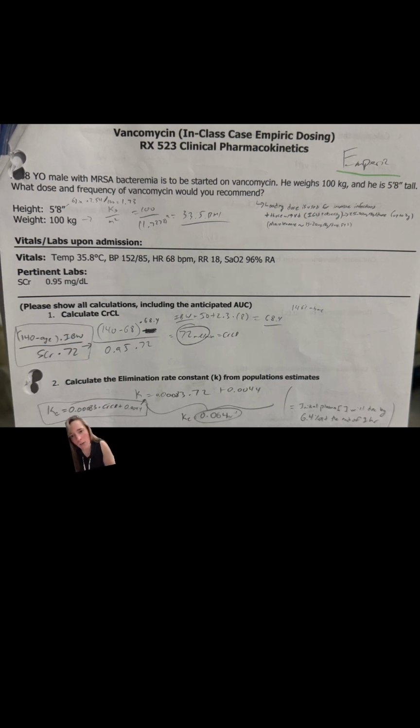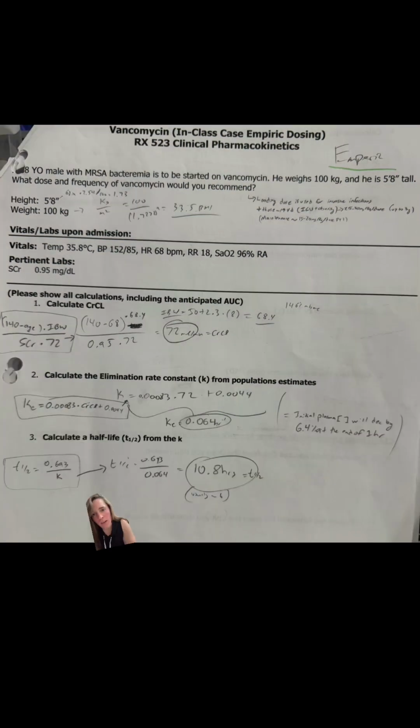So KE equals 0.00083 times creatinine clearance plus 0.0044. We plug in our creatinine clearance and we get a KE of 0.064 hours to the negative first. Next, we calculate half-life from K. The half-life equation, again, is 0.693 divided by K. We plug in our K and we get 10.8 hours. This is our half-life. Remember, half-life is the time necessary for a drug concentration to diminish by 1/2. Typical half-life for vancomycin with normal renal function is about 6 hours.